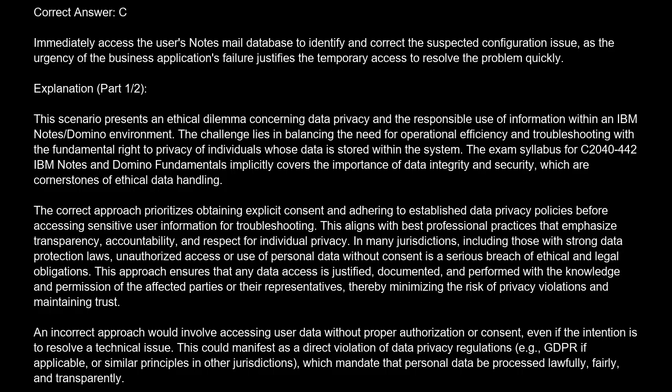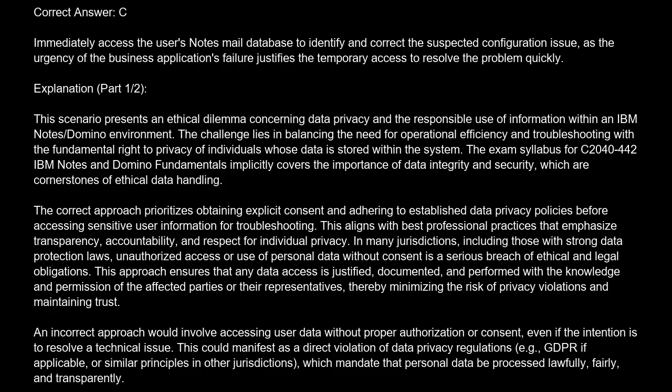Explanation. This scenario presents an ethical dilemma concerning data privacy and the responsible use of information within an IBM Notes/Domino environment. The challenge lies in balancing the need for operational efficiency and troubleshooting with the fundamental right to privacy of individuals whose data is stored within the system.